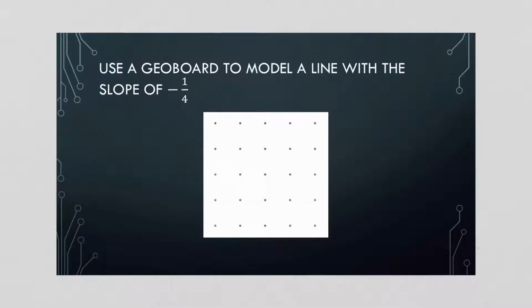Alright, so for this one, we're going to model a negative 1/4 slope. So that means I could model that, or I could model that. So I'm going to put a dot right here. Now I want to go down 1, right 1, 2, 3, oh, I needed to scoot over a little bit more. I'm falling off my GeoBoard.